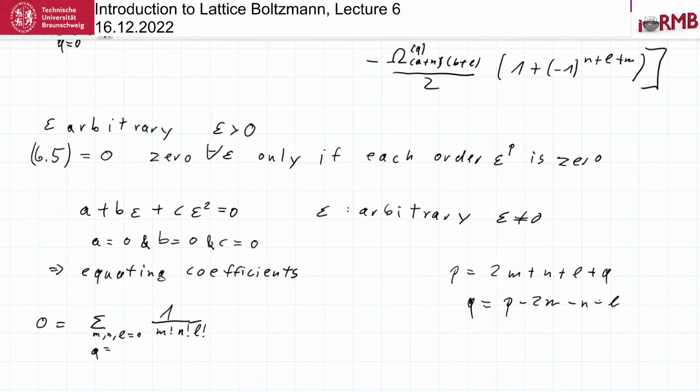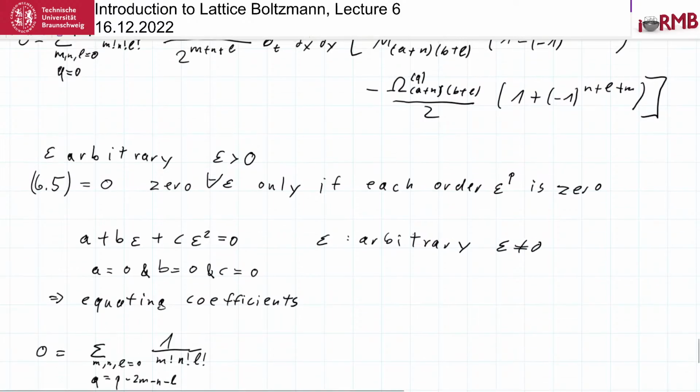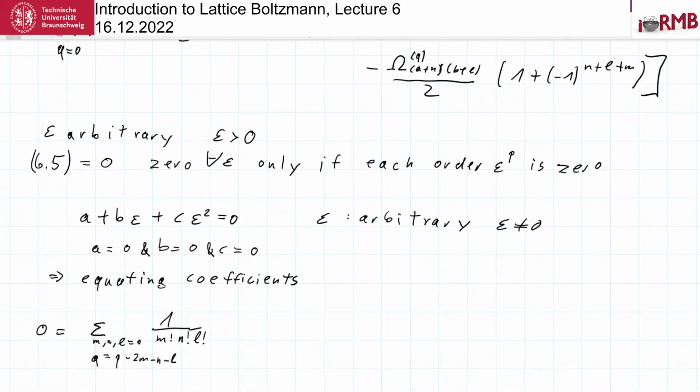Now I write this into my equation. I have to erase this, p minus 2m minus n minus l, because this is in my equation now. And here we have eliminated all the epsilons now. We have 2m plus n plus l. So this in principle goes to infinity, but this condition has to be fulfilled, right?